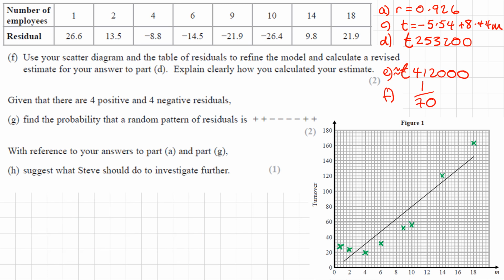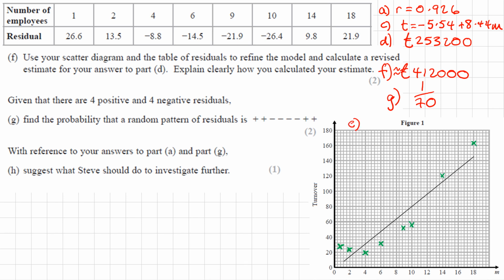And the last part here, with reference to your answers to part A and G, suggest what Steve could do to investigate further. So it looks like this here was G. Have I labelled up my answers wrong? So G was 1 over 70. Now this was F, wasn't it? So what happened to my answer to part E? Oh, E was this, wasn't it? Drawing the residuals. So let's put that as E.